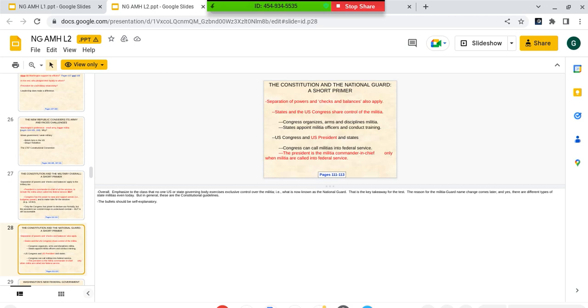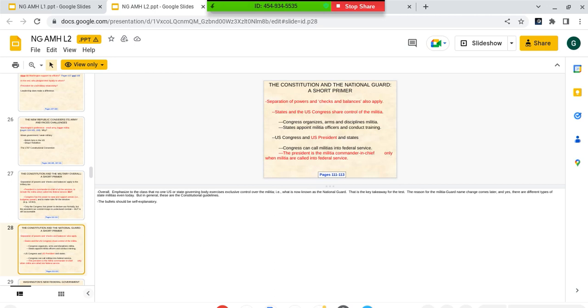No single state in the United States exercises exclusive control over their militia, what's now known as the National Guard. The key takeaway for the test is that the reason for the militia slash National Guard name change comes later, and yes, there are different types of state militias even today, but in general, these are the constitutional guidelines. And the bullets here should be self-explanatory. Basically, the takeaway here is that there's a separation of power and of checks and balances between the states, between U.S. Congress, and between the president.